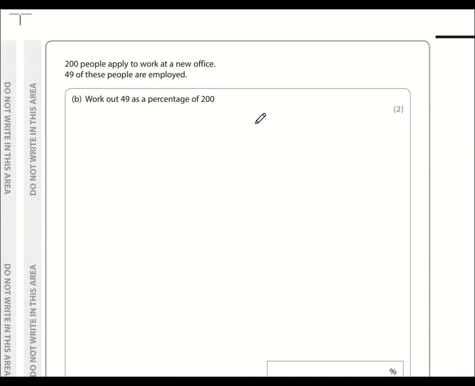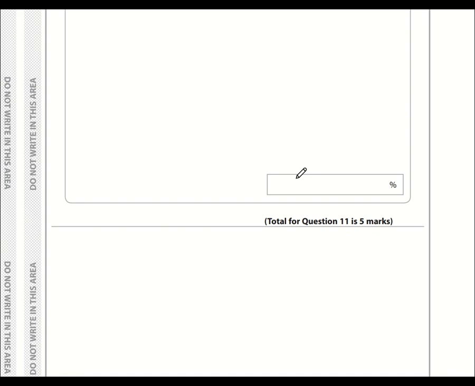So 200 people apply to work at a new office. 49 of these people are employed. Work out 49 as a percentage of 200. Well, let's write it as a fraction. That's 49 out of 200. And to turn a fraction into a percentage, it's top divided by bottom multiplied by 100. And that comes to 24.5%.